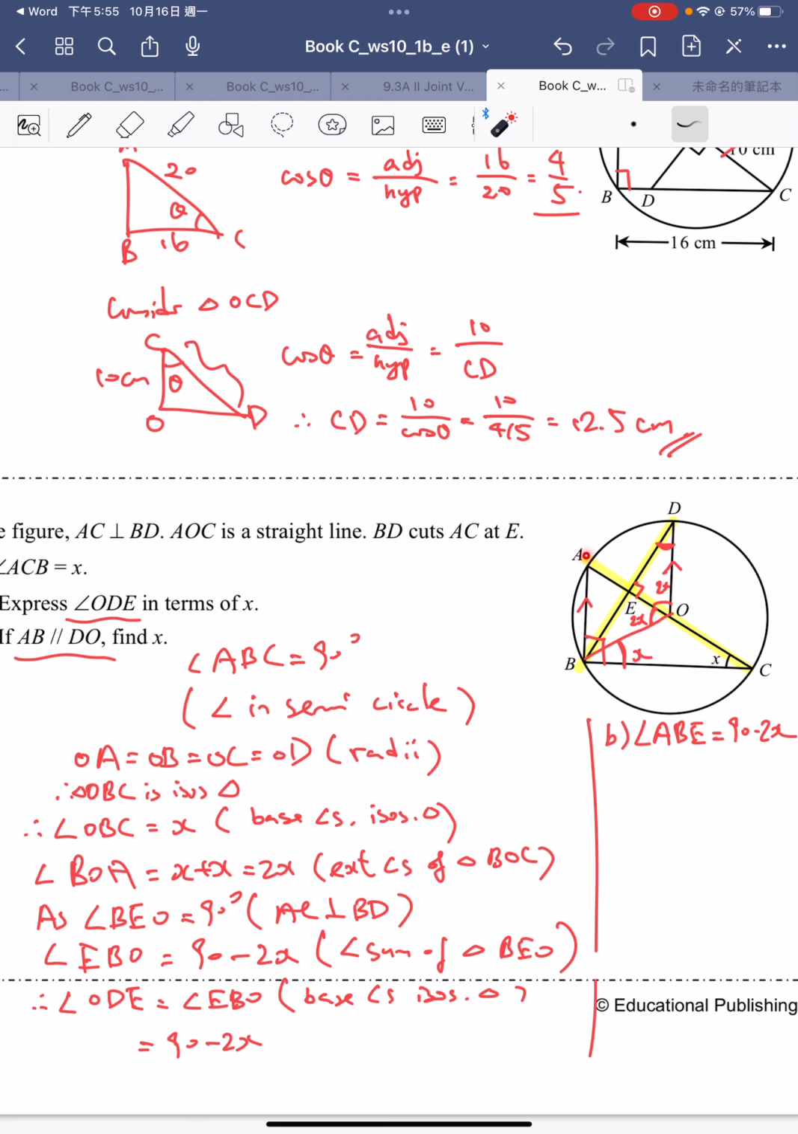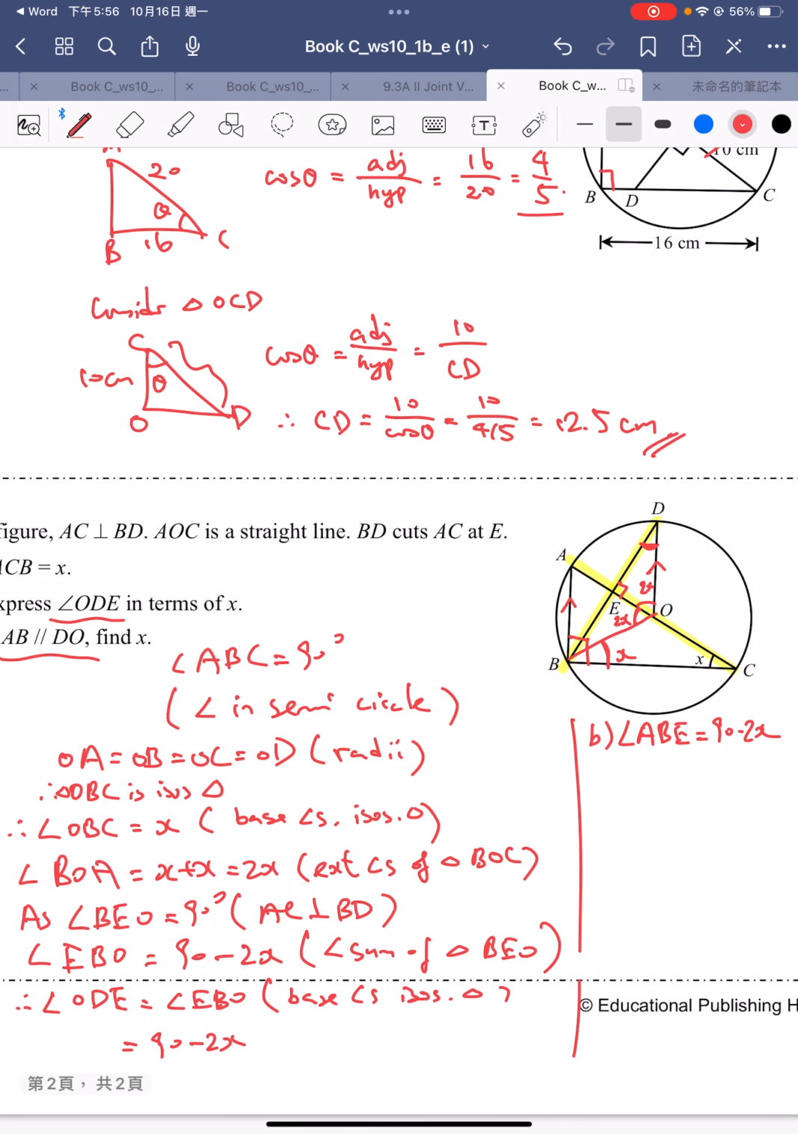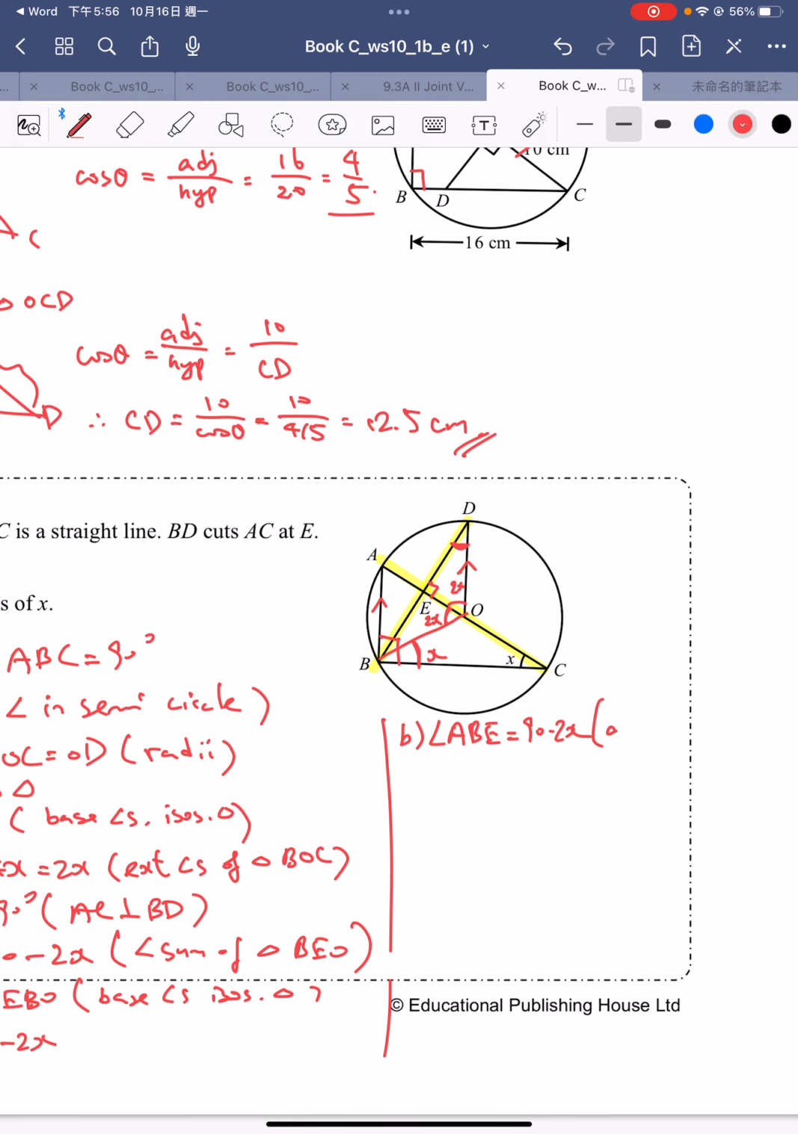I say it again because if you write like a Z, this angle and this angle are the alternating angles, because our ODE, what we find here, is 90 minus 2x. So this one is going to be 90 minus 2x as well. So we can say the reason for that is the alternating angle, and AB is parallel to DO. So if you look carefully, this is equal to 90 degrees, isn't it? So this part is 90 minus 2x, this part is 90 minus 2x, this part is x.